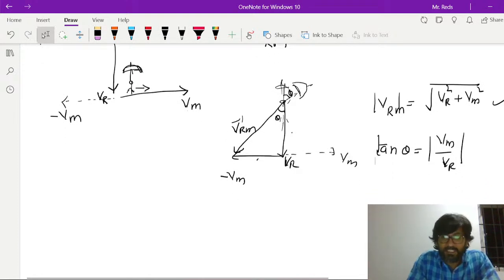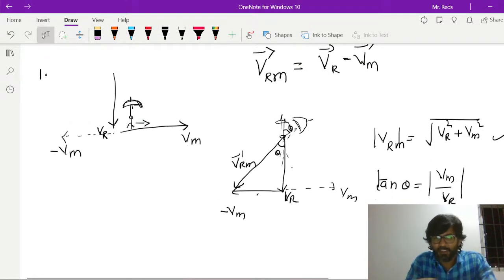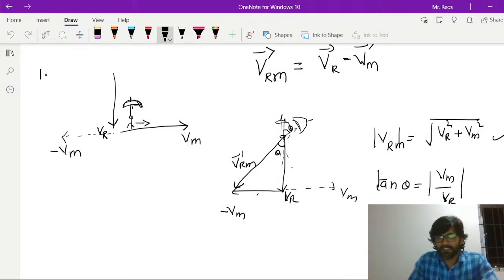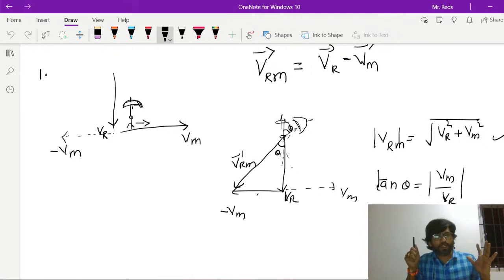Just note down these points. This is the velocity of rain with respect to the moving man, and it will be in this direction. So the umbrella should be held in this direction instead of vertically. If he is standing, he can hold it vertically up to avoid the rain. But when he is moving, he has to rotate the umbrella at an angle theta with respect to the vertical.